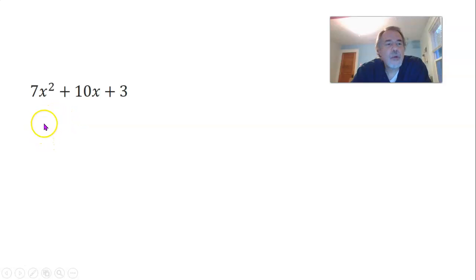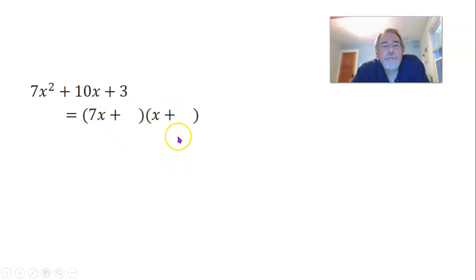Oh, now here we get a new twist. This starts with not just x squared, but 7x squared. So that makes things a little tricky. We're still going to pull this apart into two factors. But instead of both factors starting with x, one of them has to start with 7x. Because when we do the F part of FOIL, the first things have to multiply together to 7x squared. So the way to get that to happen is to have a 7x times an x.